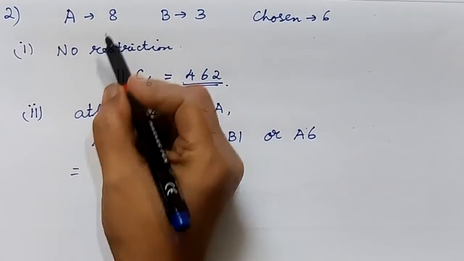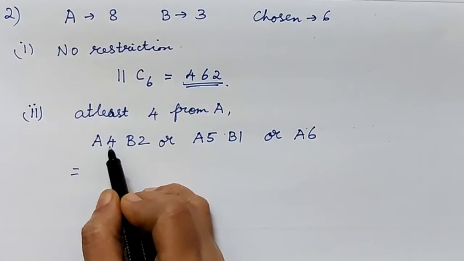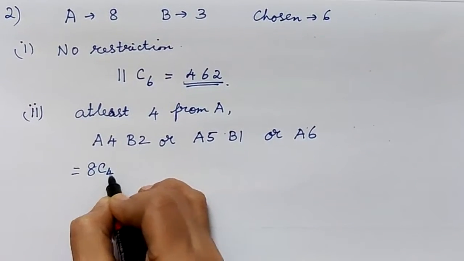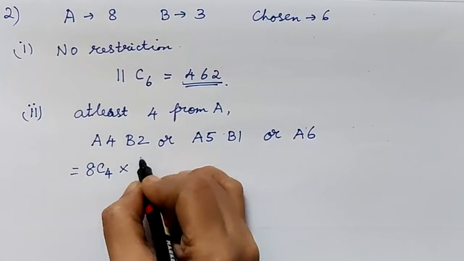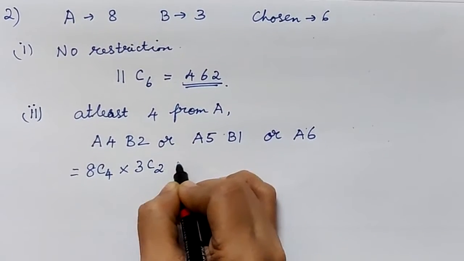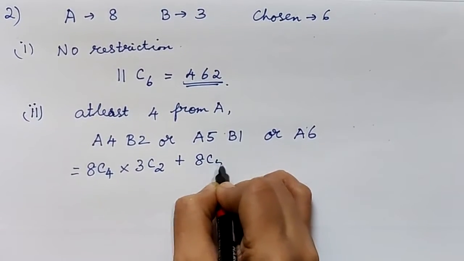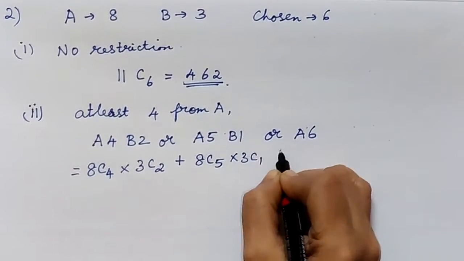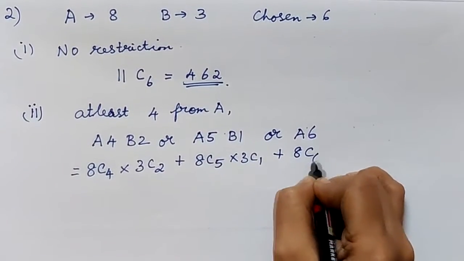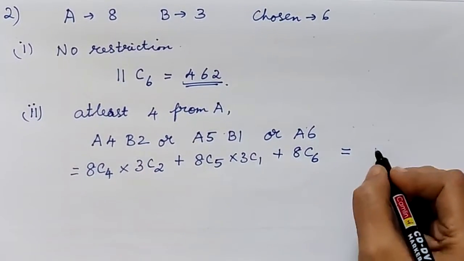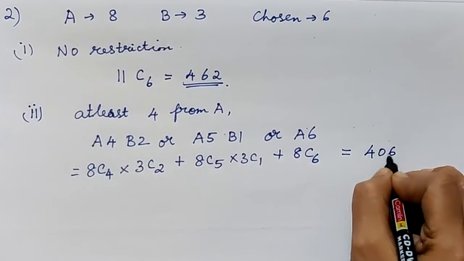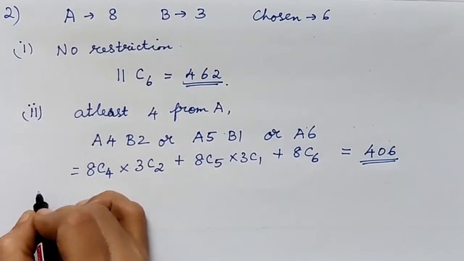So now A part, there are 8 questions. In that we need to select a 4. So it is 8C4. B part, there are 3 questions. So it is 3C2 plus 8C5 into 3C1 plus 8C6. When we simplify all this, you'll get your answer as 406. You can just use your calculator.